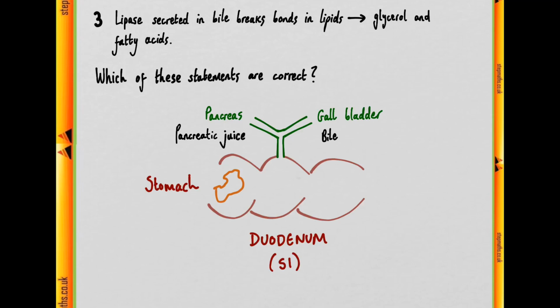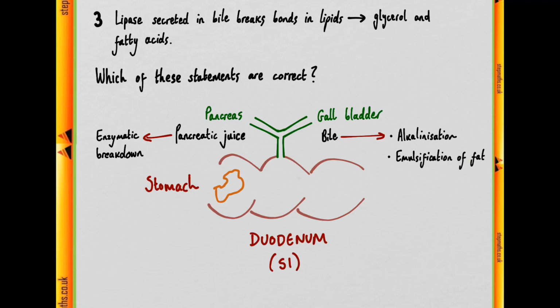And these have important functions in the digestion of lipids, because the pancreatic juice is involved in enzymatic breakdown because it releases lipase, an enzyme which breaks down the bonds in lipids in order to produce glycerol and fatty acids, which are the constituents of lipids. Whereas in the case of bile, it's involved in alkalinizing the stomach contents, which will have a very low pH, they'll be very acidic coming in from the stomach. And also it's involved in emulsification of fat, which is essentially breaking down larger particles into smaller globules to provide a larger surface area upon which the enzymes can work.